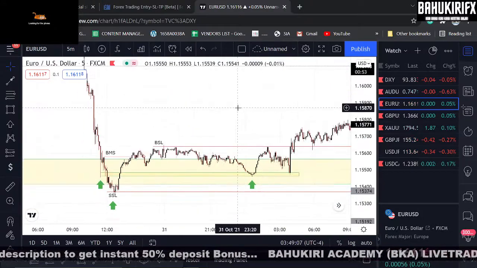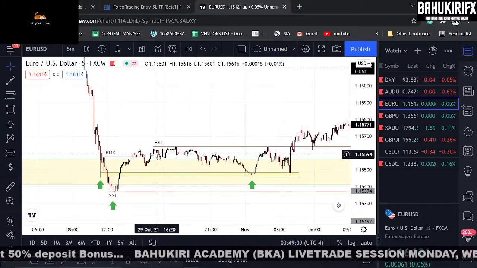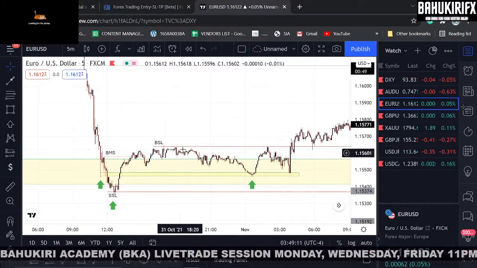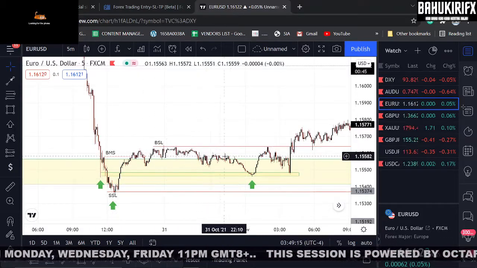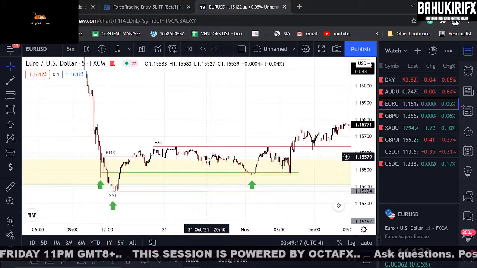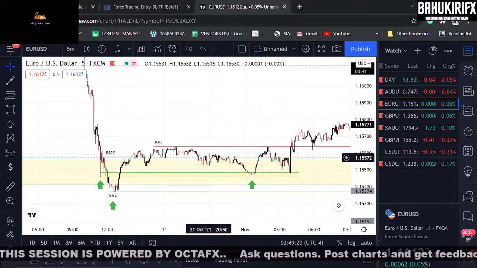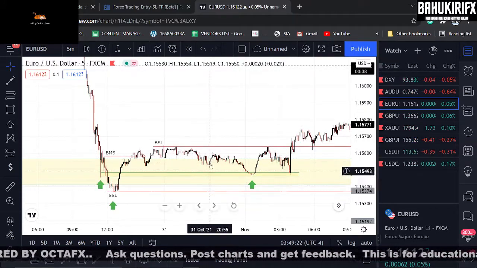It's too easy guys. But you need to be patient. Some people, they just want to enter. Okay, dia dah nampak setup ni. Alamak, price kat sini. Aku malas nak tunggu price masuk. Aku enter kat sini. Boleh, bukan tak boleh. Tapi masalahnya, bila korang masuk kat sini, korang punya risk dah besar tau.